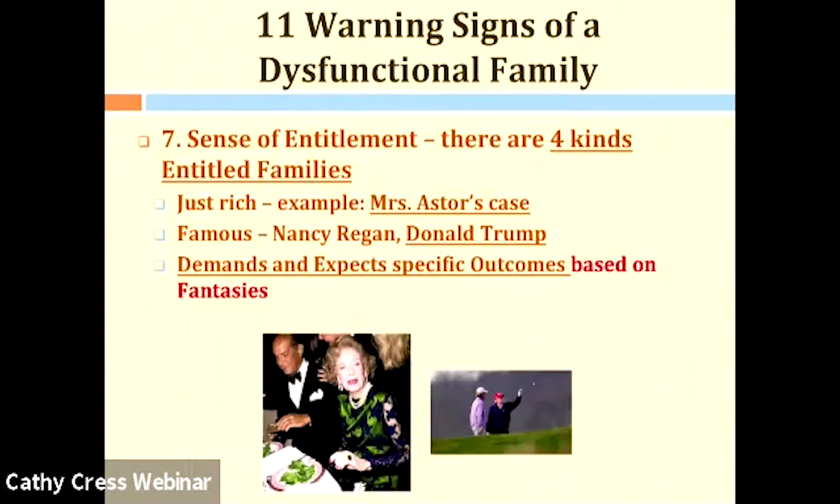There's first just the rich, and there's Mrs. Astor. Mrs. Astor was one of the world's most wealthy people, at least in the United States. She lived to be 104. She was a terrible mother, but she was a nice person. She only had one kid, and that kid was sent off to boarding school when he was in first grade. He didn't get out of boarding school really until 12th, and then he went off to college. So he didn't feel like he was nurtured.